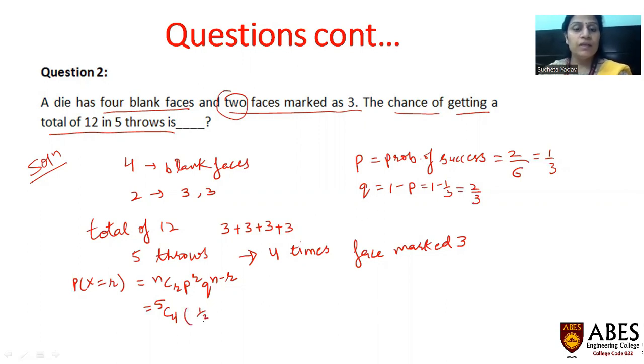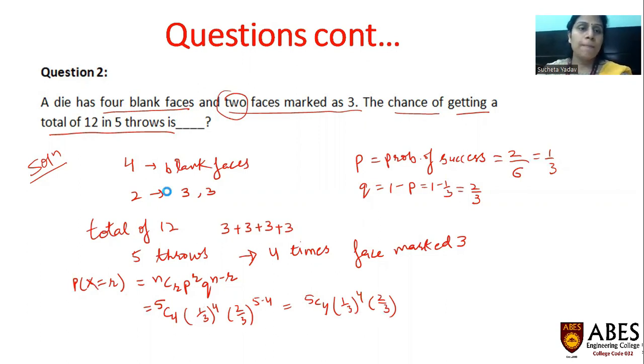So, 1 by 3 to the power 4 and 2 by 3 to the power 5 minus 4. So, this is 5C4, 1 by 3 to the power 4, 2 by 3. You can calculate to find the required probability to get a total of 12 with 5 throws.